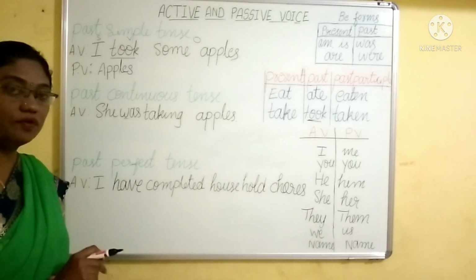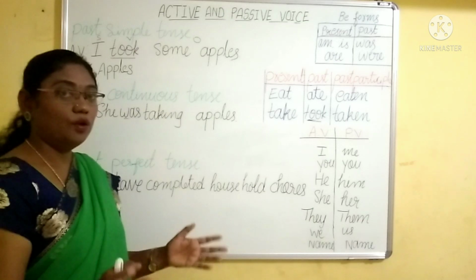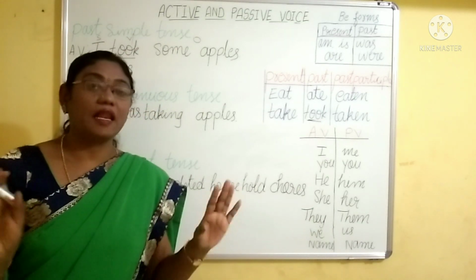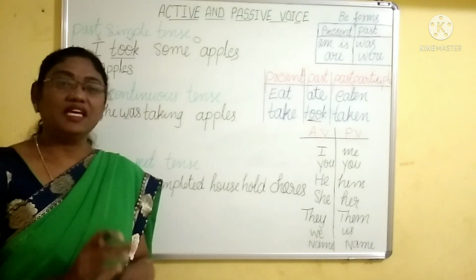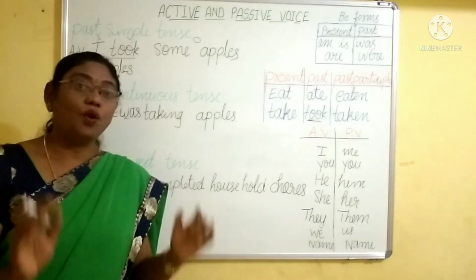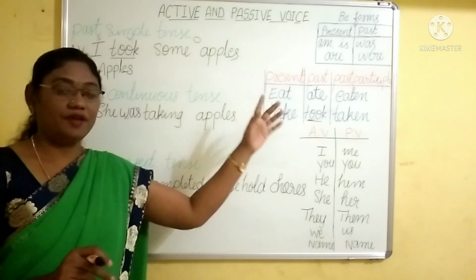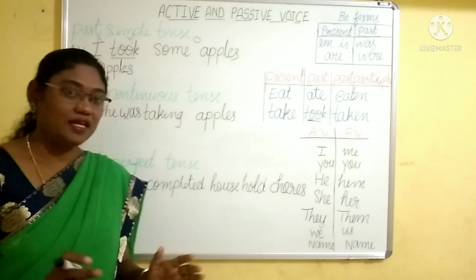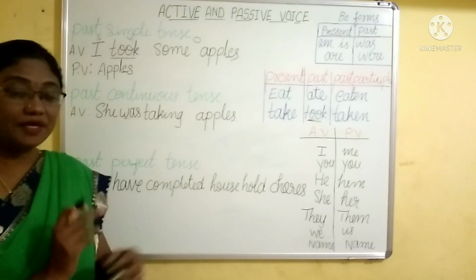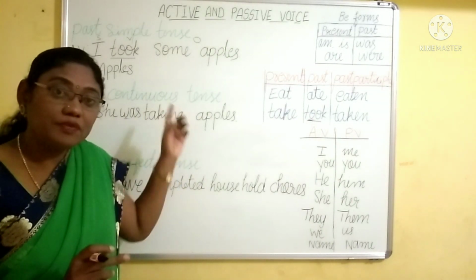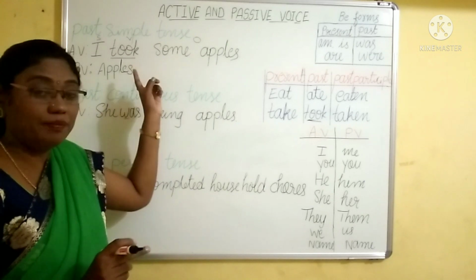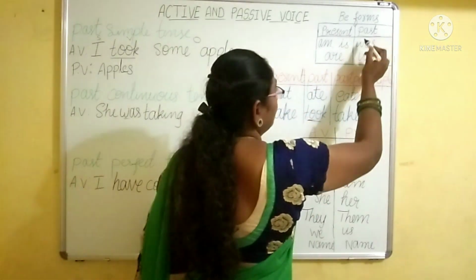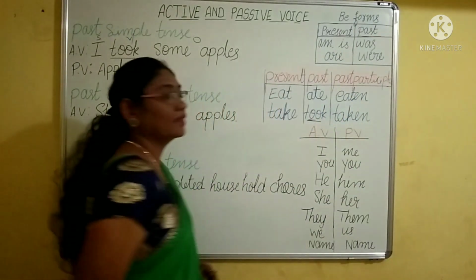Have is the helping verb, right? But when we come to simple past tense, there is no helping verb. If there is no helping verb, we have to select the be form. We have to write the be form. Okay, then how do we select? It depends upon the tense of the verb. So the verb is in past tense. We have to select the be verbs in the past.